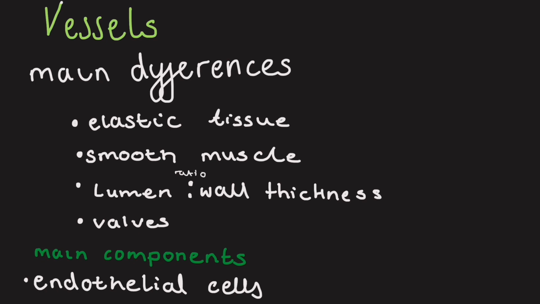Arteries have a smaller lumen but a very thick wall, whereas a vein has a thinner cell wall but a very, very large lumen. And a capillary has a very small lumen and a very thin cell wall.